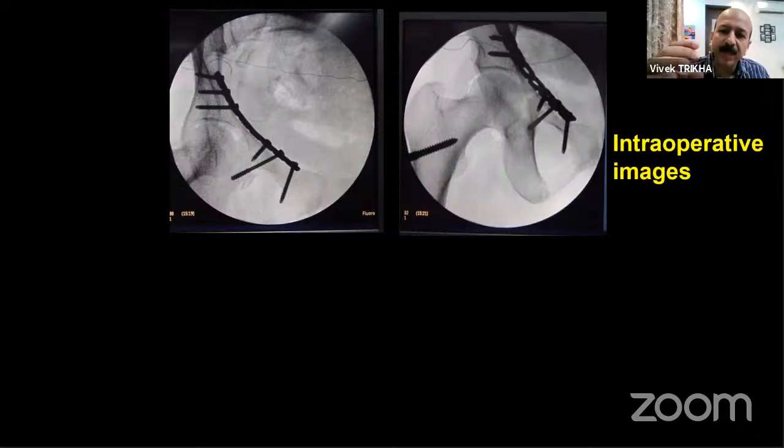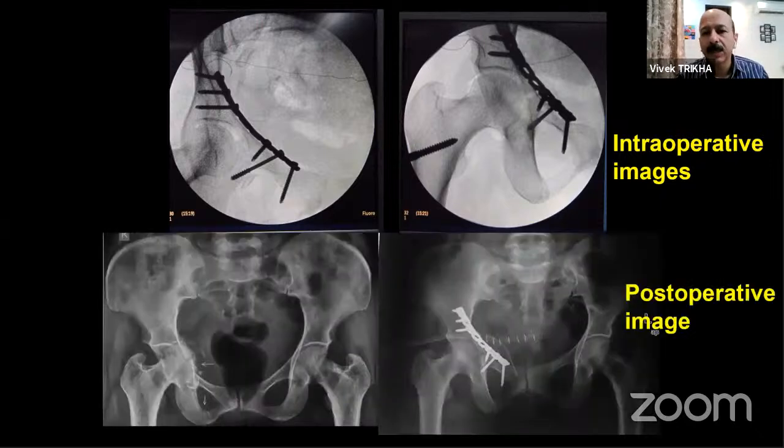Now you have become confident. You can put in three supra-acetabular screws. You can try to put in your infra-acetabular screw as was discussed. This is that infra-acetabular screw, and you come out with a single fixation for the medialization of that fracture.